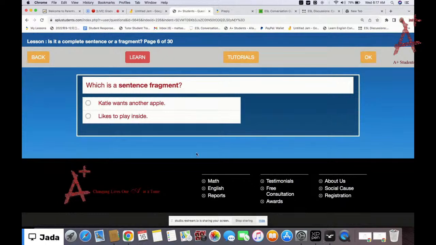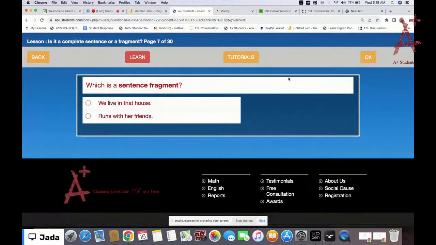Okay. Now we have this one also. Sentence fragments. Kathy wants another apple, likes to play inside. So Kathy wants another apple is a complete sentence because Kathy is the subject and what is she doing? She wants another apple. Okay. Likes to play inside is the sentence fragment because we do not know who likes to play inside. It just says likes to play inside. So we don't have any idea who likes to play inside. So this is the sentence fragment. Okay? All right, so that's it.